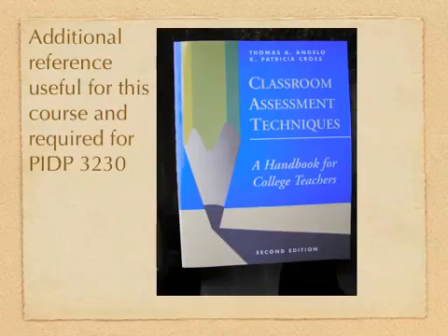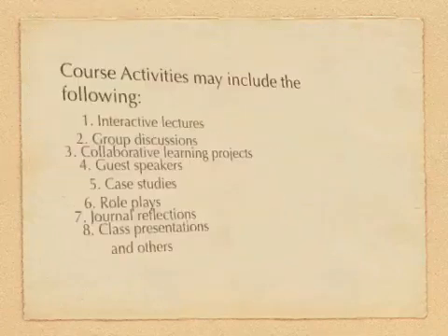There's another book that's useful in this course. It's not required, but it's one that you might want to look at. If you're taking 32 to 30 before this course, you'll actually have already bought it, because it's one of the required textbooks for that course. But if you're going to be taking that after this course, you could still buy it now, and it would be useful for this course as well. Classroom Assessment Techniques. It helps you to find techniques that you can use to check whether or not your students are actually learning the material as you're going through it. So it's a very useful book as well.